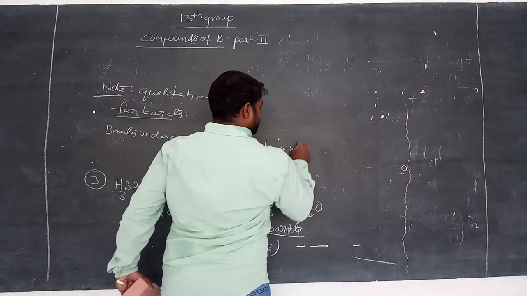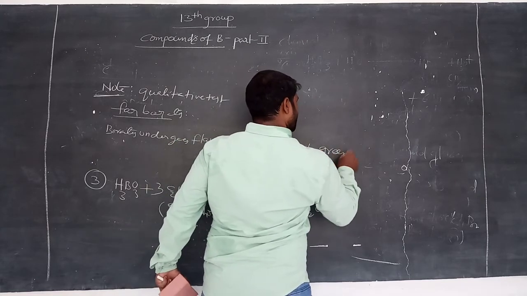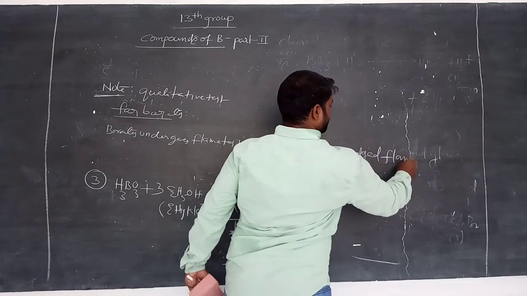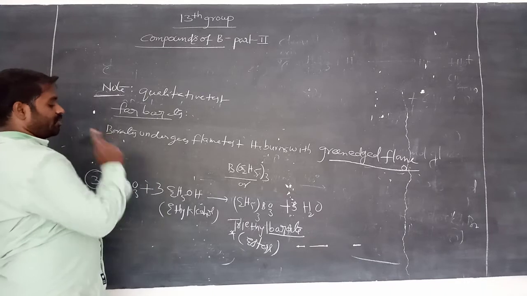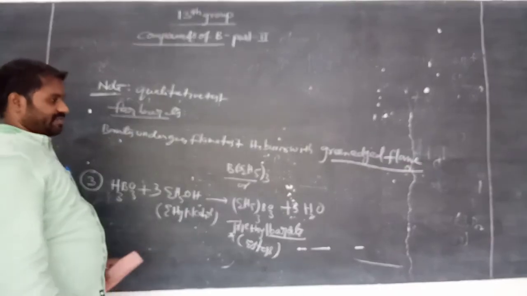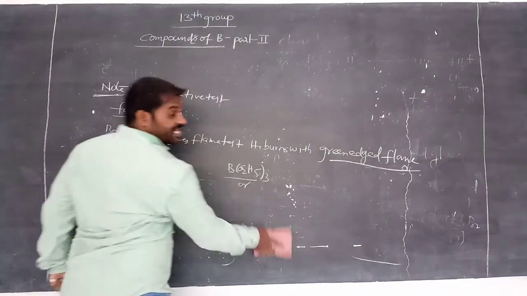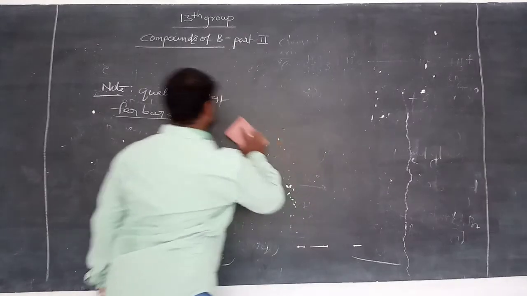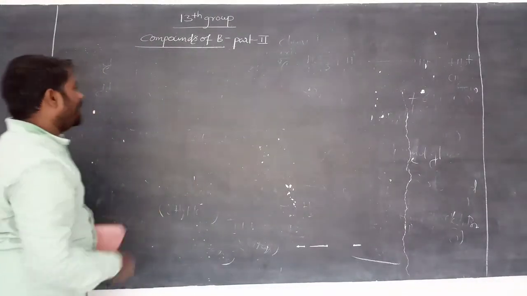It burns with a green edged flame. So if a green flame is generated, then it is called borate. Okay, borate, remember this. This is a qualitative test or identification test of borates. Okay, very important. Already we discussed this in previous classes also. Okay, clear up to here?